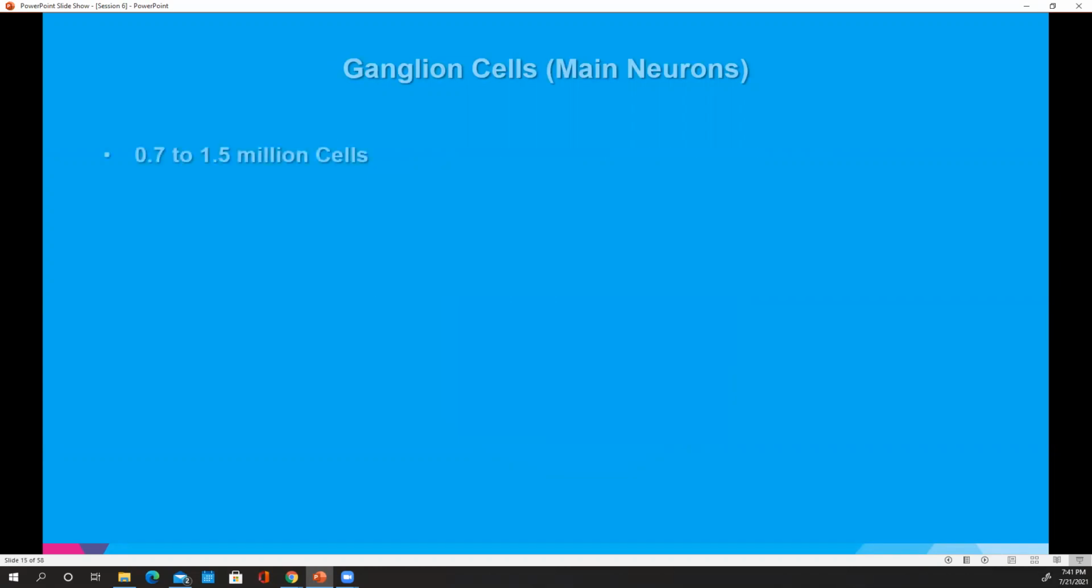So ganglion cells, there are 1 million ganglion cells. That is what I want you to just remember. So 0.7 to 1.5, but 1 million ganglion cells. They transmit from one neuron, bipolar cells, because that's where they're starting, to another group of cells.